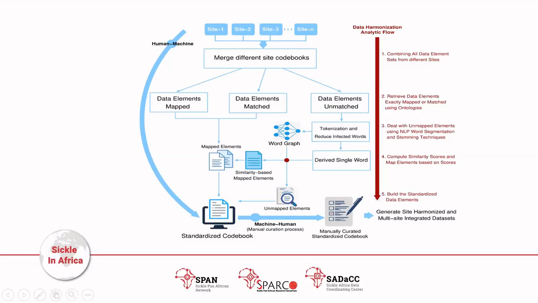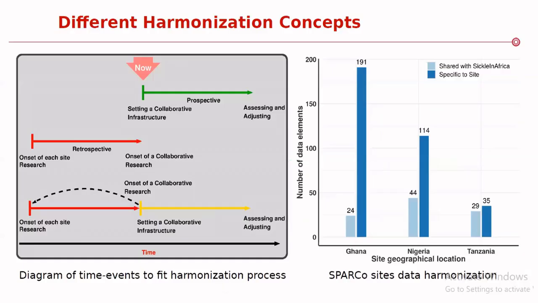So that's why the team went ahead and made this human-machine interaction algorithm, which can look at the data elements and decide, using natural language processing, that a particular element belongs to a certain Sickle in Africa category. And I think Irene has pointed out where this can be accessed.